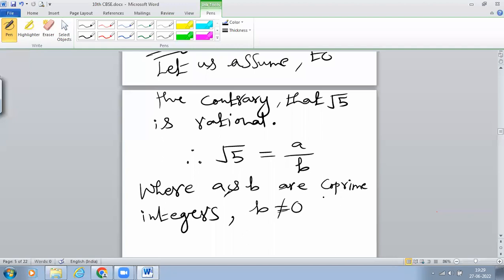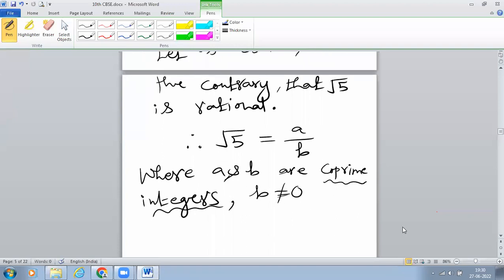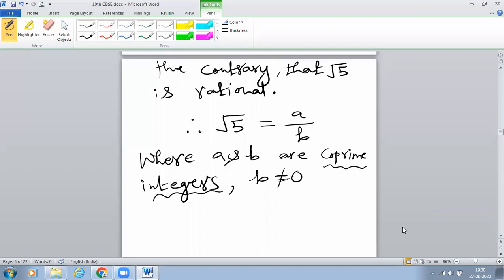The meaning of co-prime integers is very, very important. For example, 2 and 11, or 3 and 5, or 3 and 4. Any two consecutive numbers are co-prime. This is an important one mark. Co-prime means that the two numbers do not have any common factor except one. Are you able to understand what a co-prime number is?